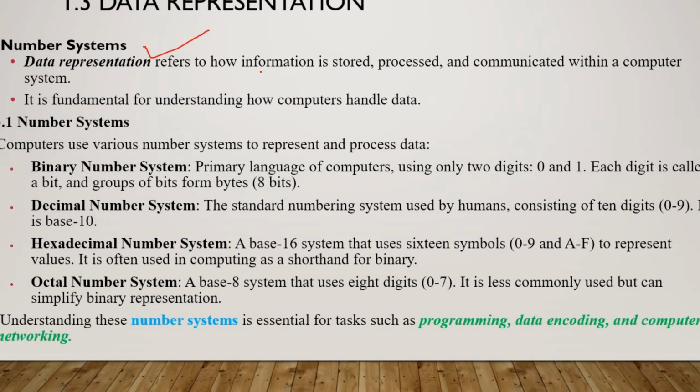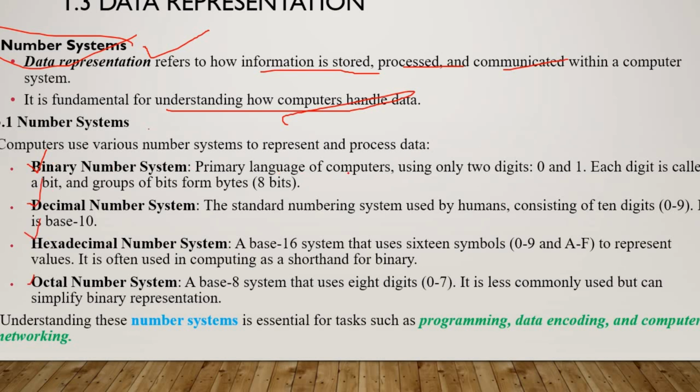So this data representation refers to how information is stored, processed, and communicated within a computer system. So this is very important. How computers handle data is all about the numbering system. So this number system is generally classified into 4: binary, decimal, hexadecimal, and octal.